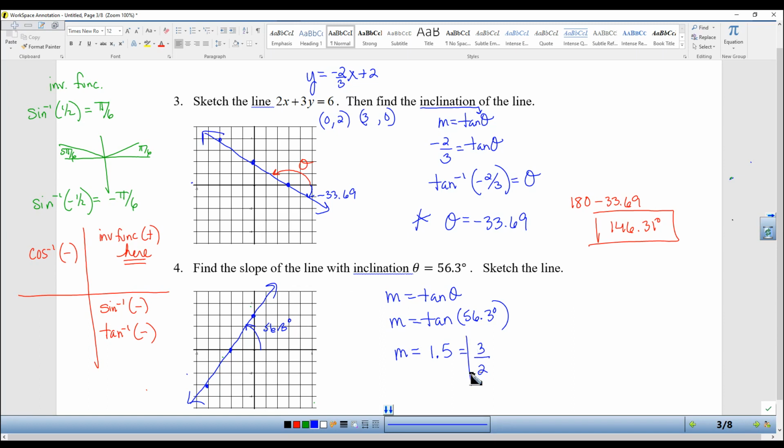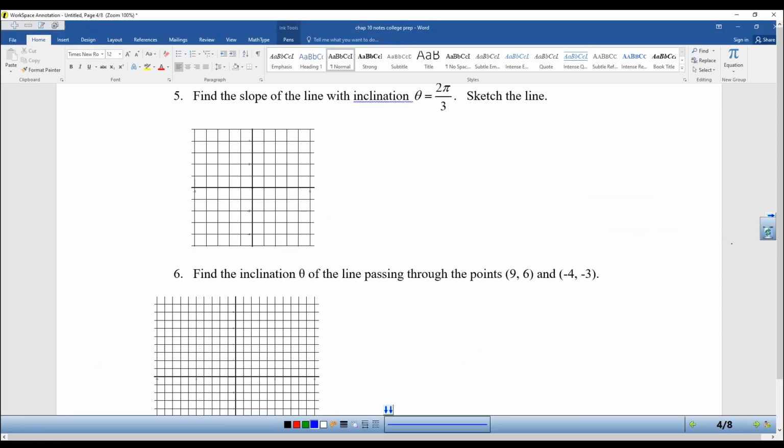So find the slope, 3/2. You could have sketched that line any place as long as it has that inclination. Find the slope of a line with inclination theta equal to 2 pi thirds. Let's just write the formula first. m is equal to tangent of theta. Remember, when they give you theta, you're good.